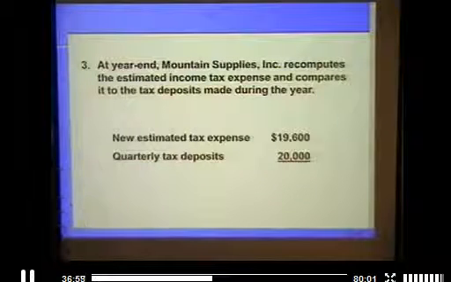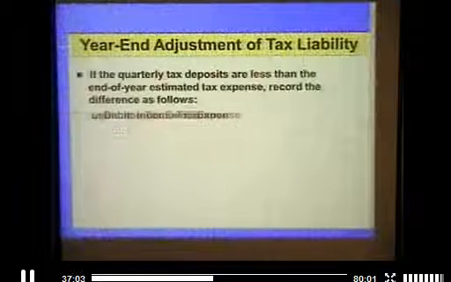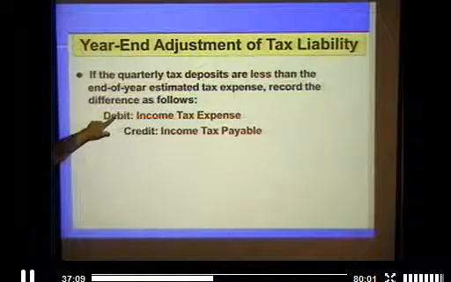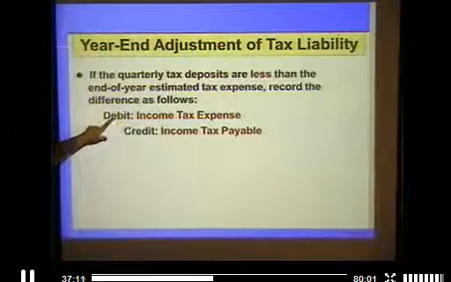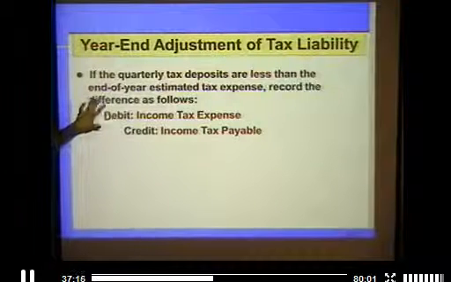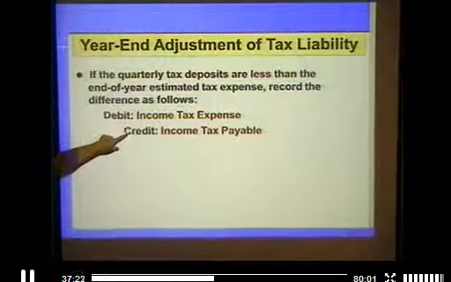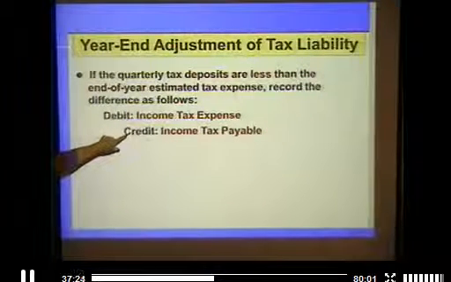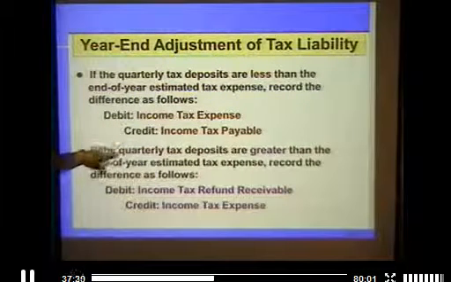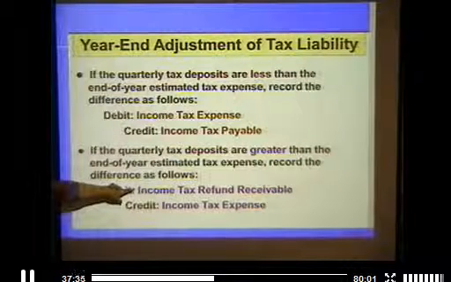Well, we paid more than we had to, right? We overpaid tax, $400. So we make an adjustment. We debit the income tax expense and credit income tax. If the quarterly deposits were less than what we should have paid, we'd have to add more to our expense account and credit income tax payable at the end of the year. But if we paid more in, then we're going to get a refund, right? Income tax refund.